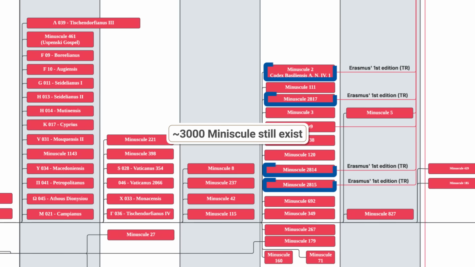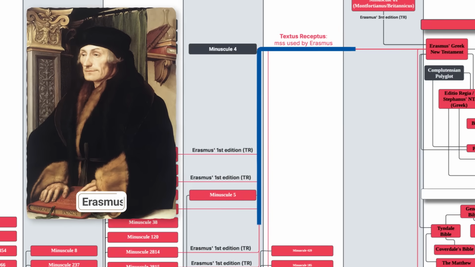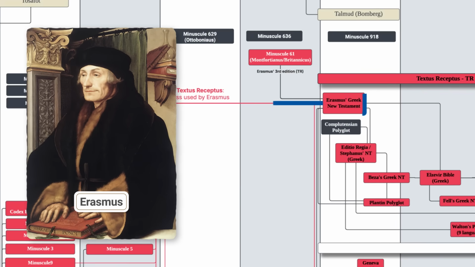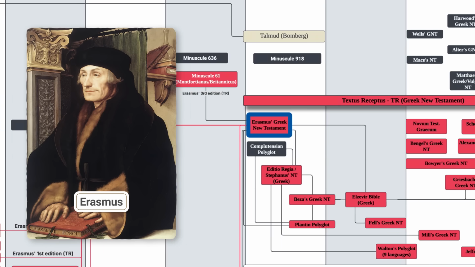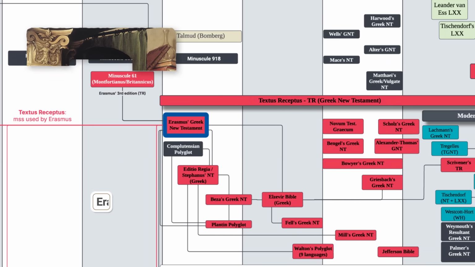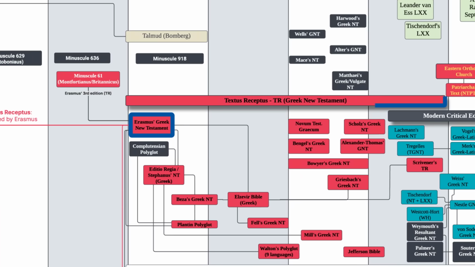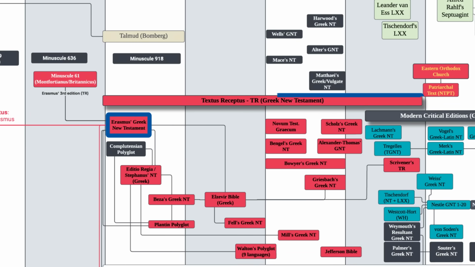A handful of these late medieval minuscules are particularly important because they are the ones that the Dutch author Erasmus used to create his version of the New Testament in the 16th century. Erasmus lived during the time of the Protestant Reformation, and later revisions of his Greek New Testament ended up becoming known as the Textus Receptus, which means the received text. Basically, it was considered the standard version of the Greek New Testament until the late 19th century, especially by Protestants.